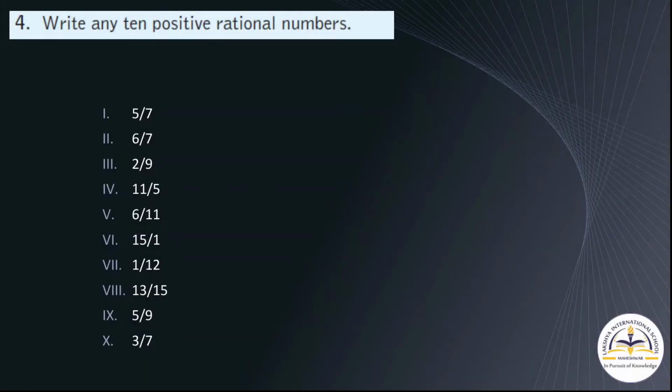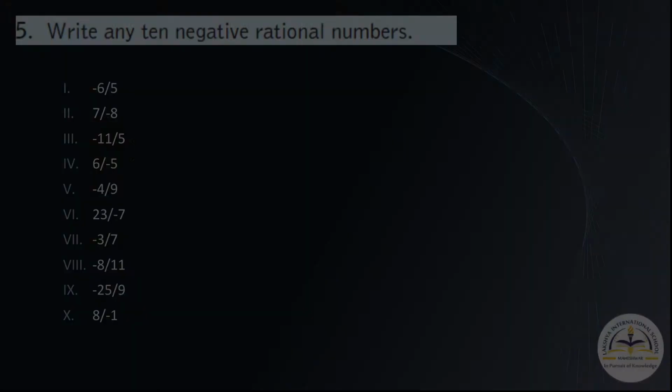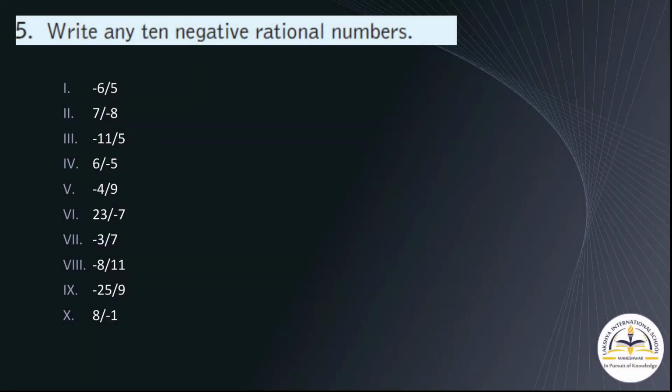Question number 4, write any positive rational number. So you can write any positive rational number, suppose 2 by 7, 3 by 7, 1 by 12. Okay, so like this you can write any rational numbers which are positive. Now in the same manner you have to write negative rational numbers.